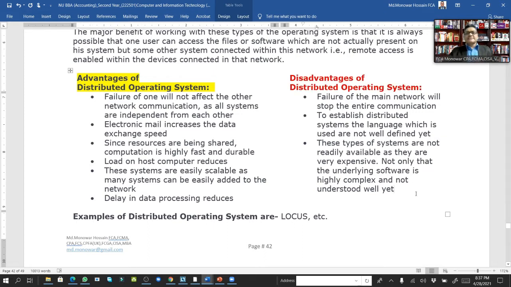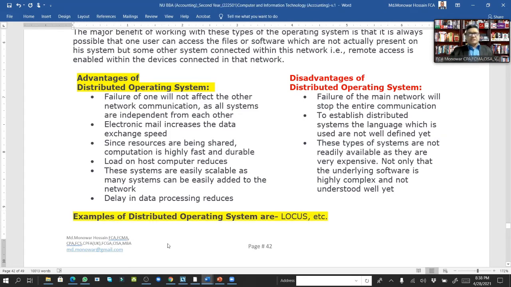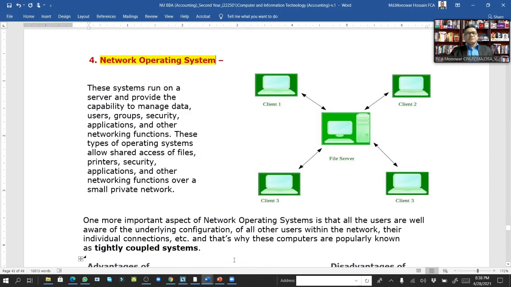A distributed operating system has some disadvantages also. Failure of the main network will stop the entire communication. To establish a distributed system, the languages used are not well defined yet. These types of systems are not readily available, as they are very expensive. Not only that, the underlying software is highly complex and not understood well yet. Examples of distributed operating systems are LOCUS, etc.